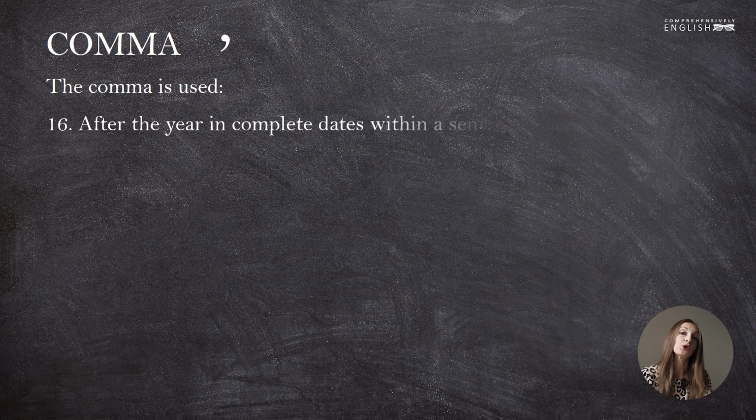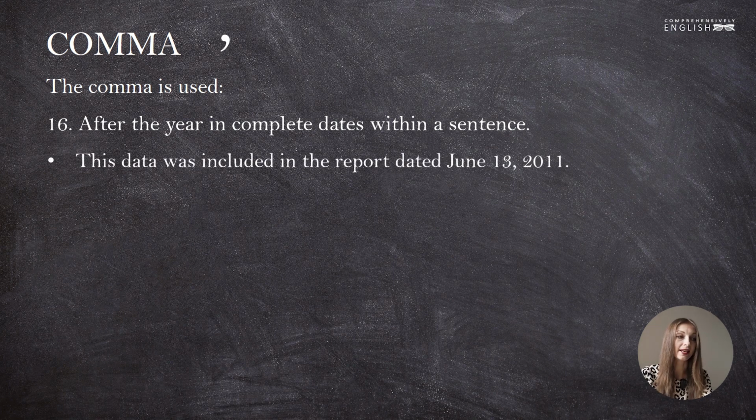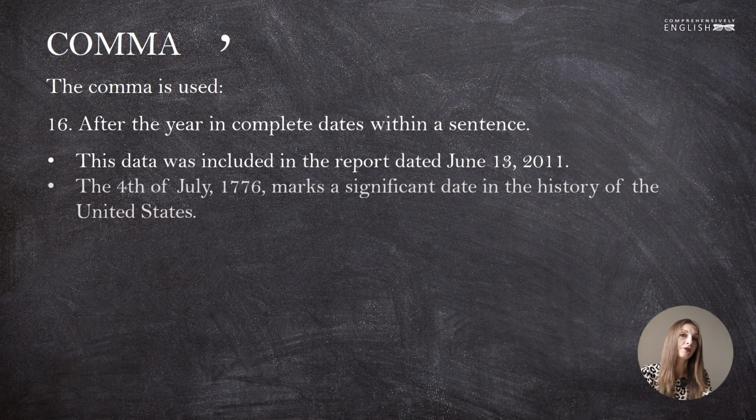We also need to use the comma after the year in complete dates within a sentence. For instance, this data was included in the report dated June the 13th, 2011. The 4th of July, 1776, marks a significant date in the history of the United States.